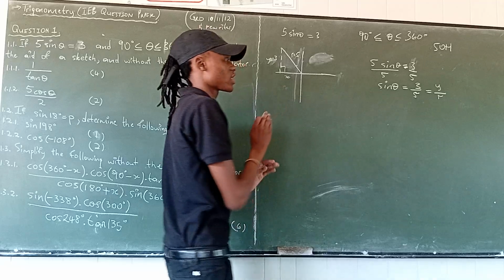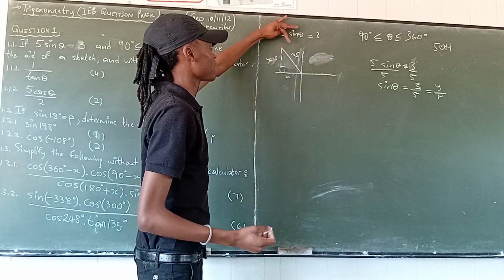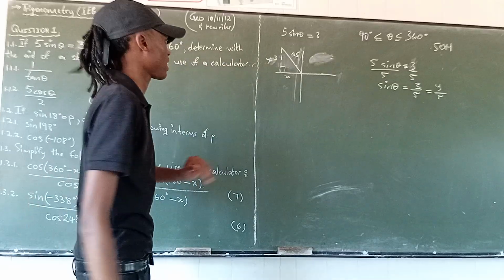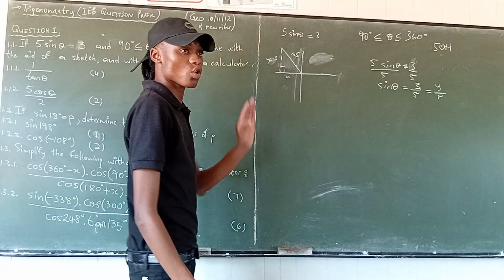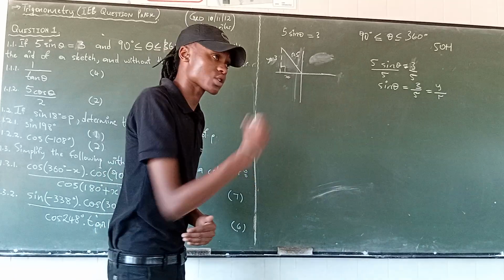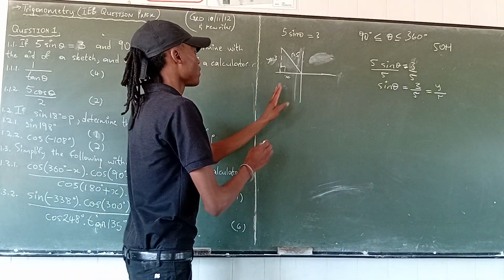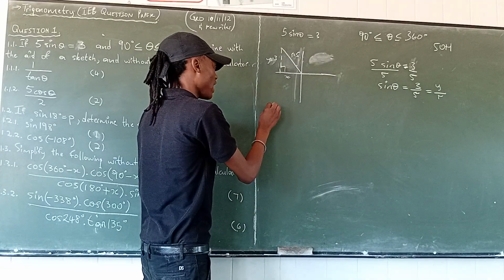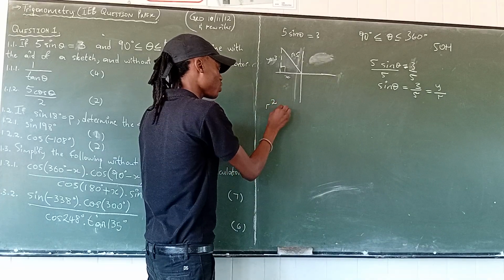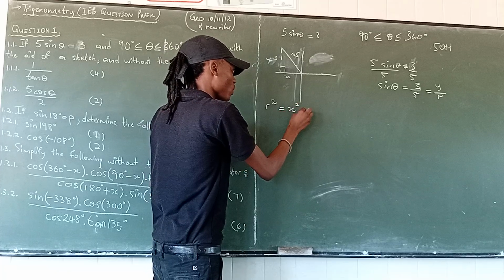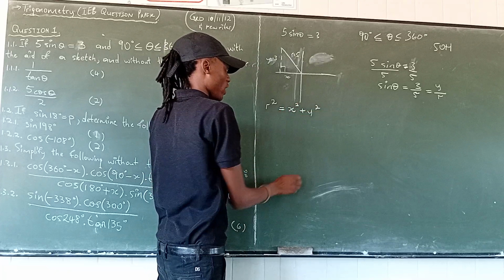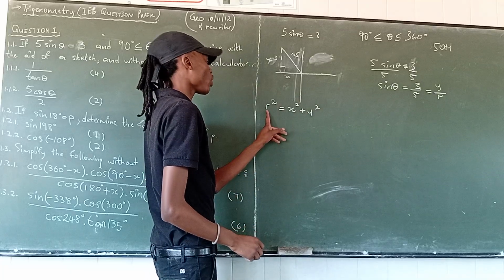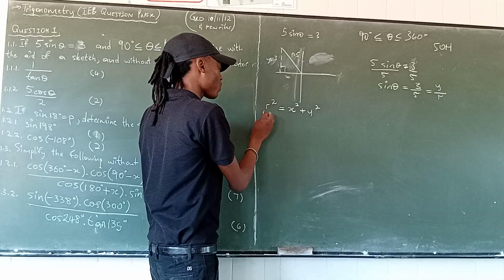How do you know about this one? Remember, I said if the examiner gives you a question saying you must use the aid of a diagram, that means you must also use Pythagoras theorem to find the missing side. The missing side is x. We use r squared equals x squared plus y squared. This is the equation for Pythagoras theorem. We already have our values.